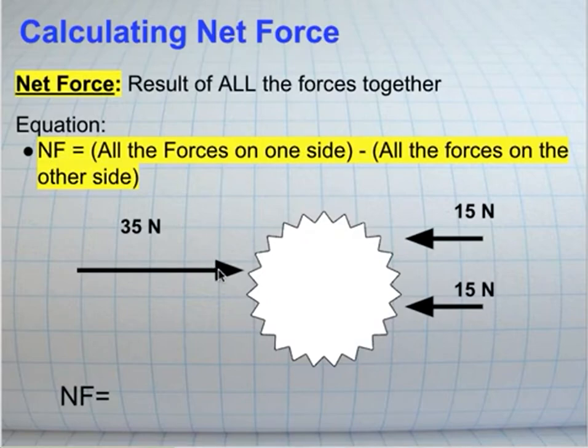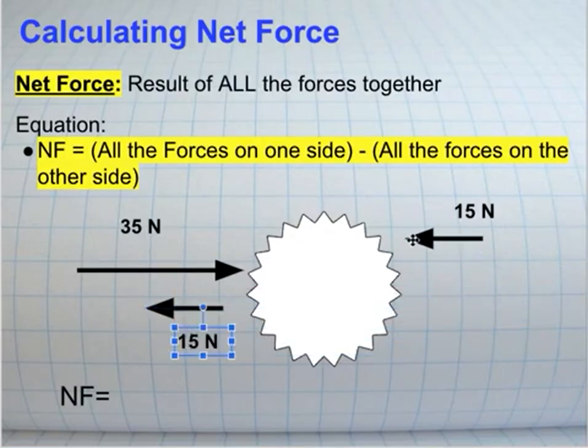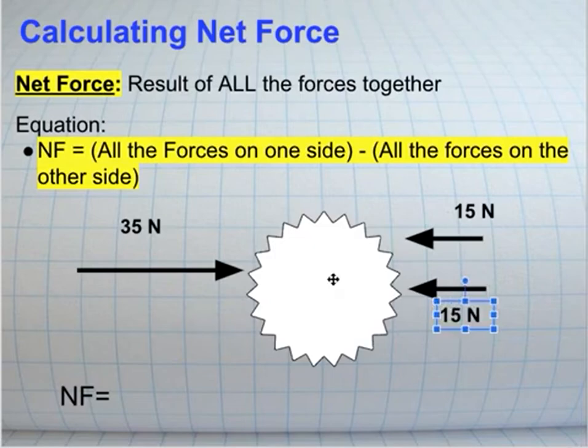When I say sides, what I'm really talking about is which direction the forces are going. In other words, I can move this arrow over here, but in reality it's still pointing to the left instead of pointing to the right. So I want to make sure that I'm looking at which arrows are pointing in which direction. In this case, I'm going to look at the directions that are pointing to the right.